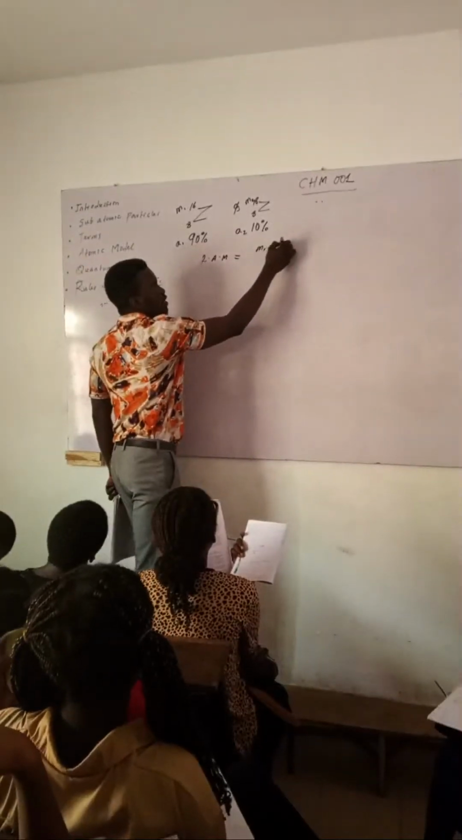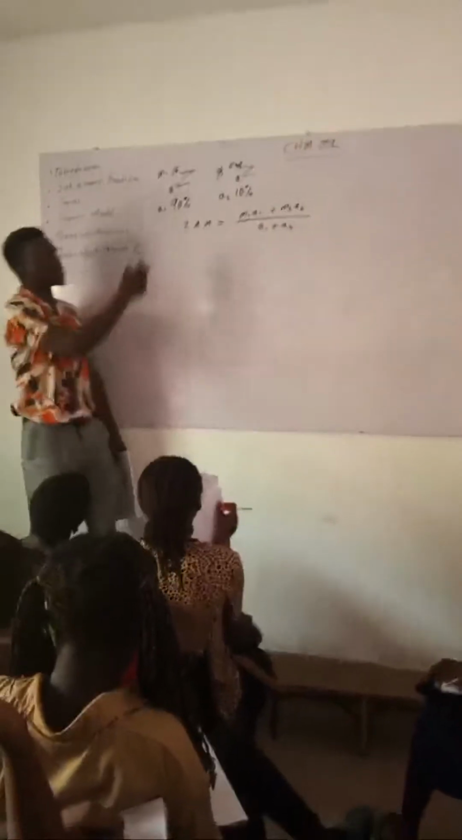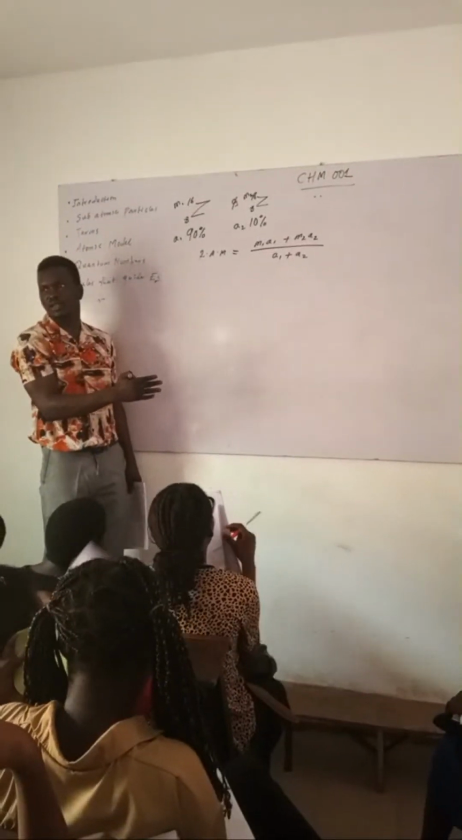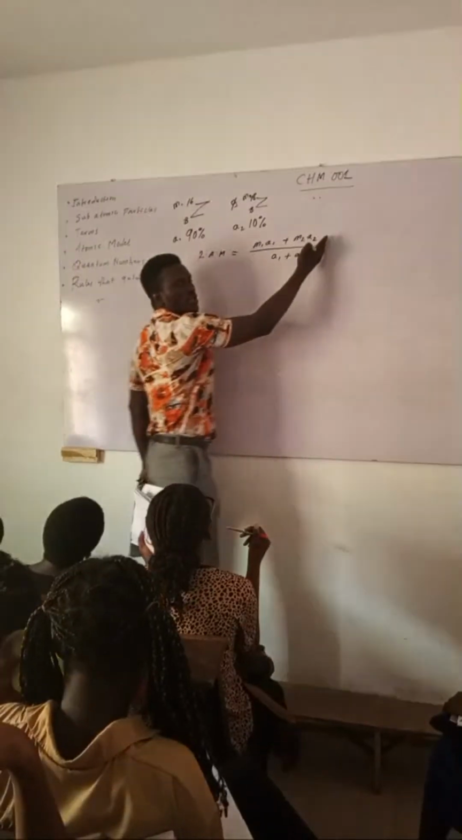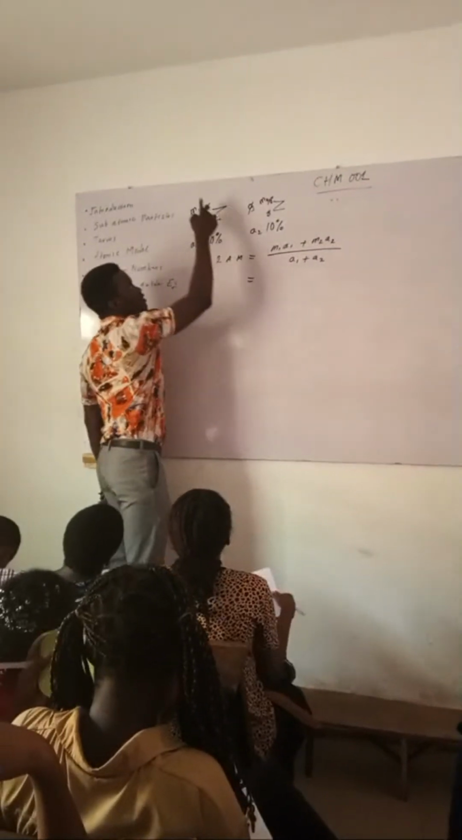The sum of the masses, M1 A1 plus M2 A2, all over A1 plus A2. Because they are just 2, that's why I stopped here. If they are 3, it will be M3 A3 over A1 plus A2 plus A3.